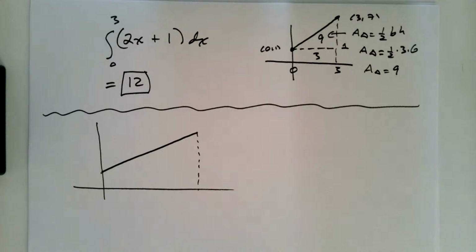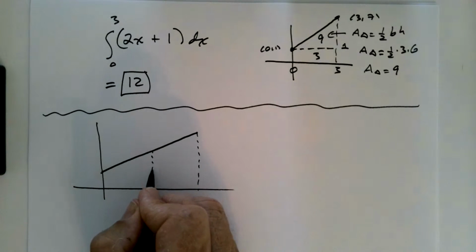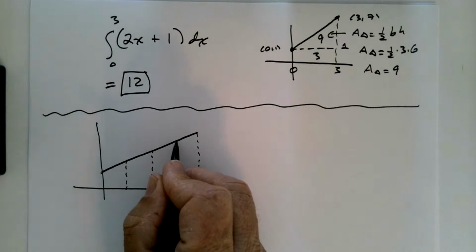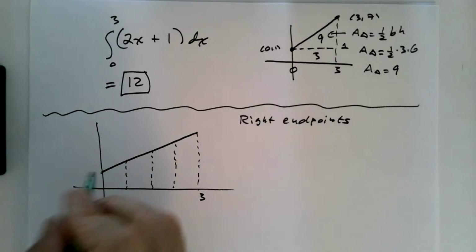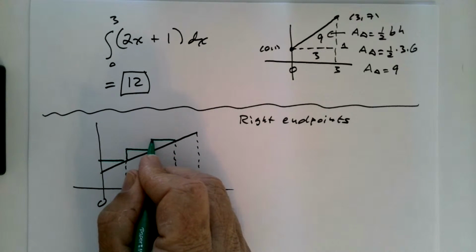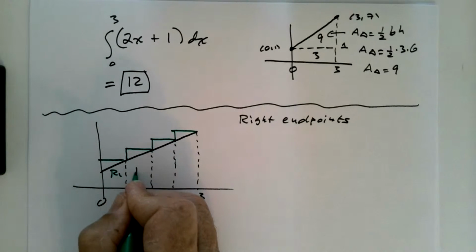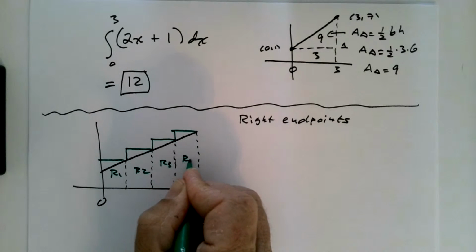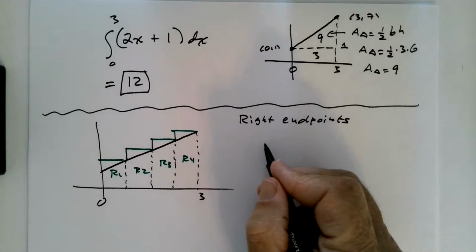So I can approximate this with 4 rectangles, with 8 rectangles, with 12 rectangles. Let's try 4 rectangles first to approximate this area. I'm going to draw 4 rectangles to approximate what the area under the curve is. Now notice these rectangles are all bigger if I use right endpoints. They would be smaller if I would use left endpoints. I'm going to call this rectangle 1, rectangle 2, rectangle 3, rectangle 4. And I want to see what that area is going to be. It's going to be more than 12, hopefully not a whole lot more than 12, but a little more than 12.